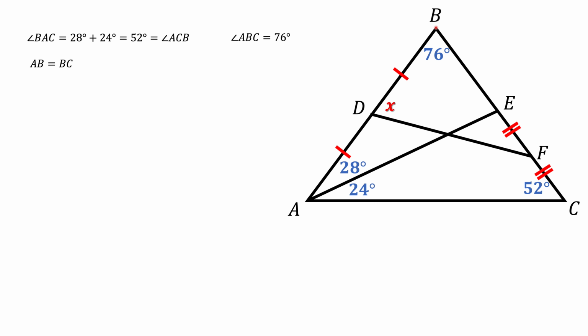Now let's consider the smaller triangle, BAE. We know two angles of that triangle, an angle of 76 degrees and an angle of 28 degrees. We can calculate the third angle, which is going to be 76 degrees. And that means that AB equals AE, and we have an isosceles triangle.